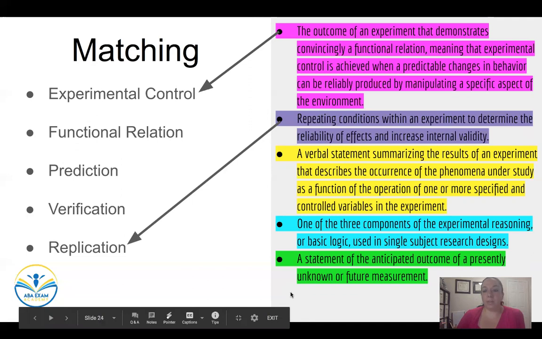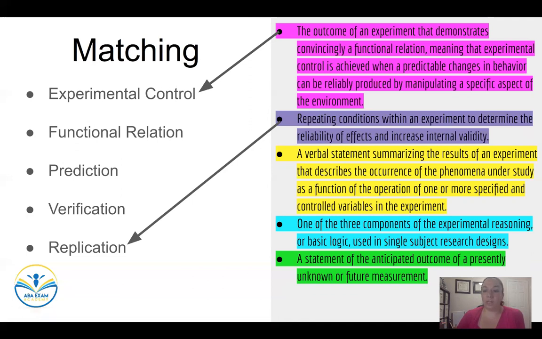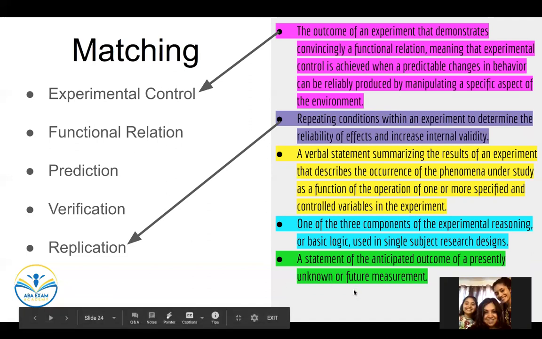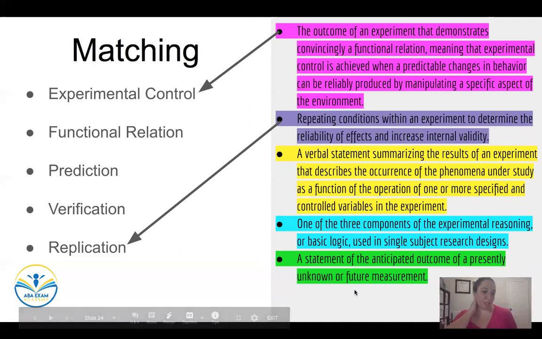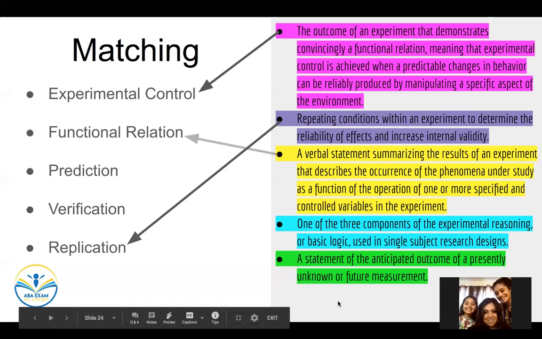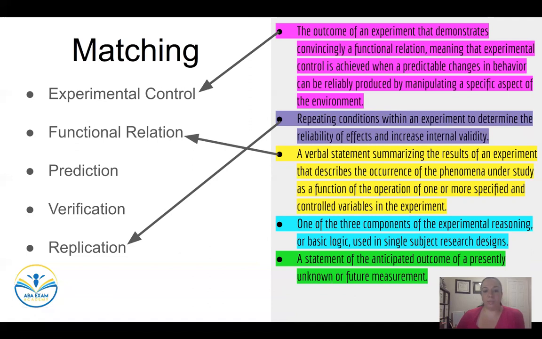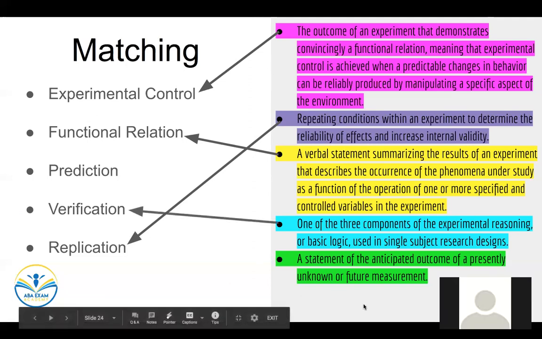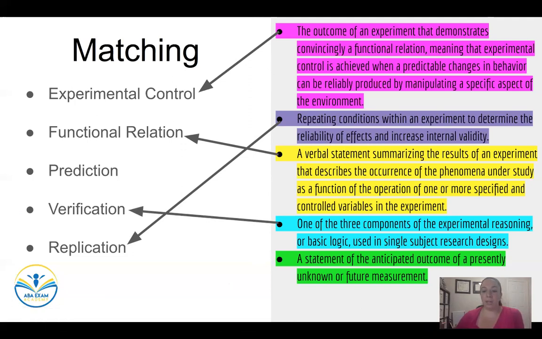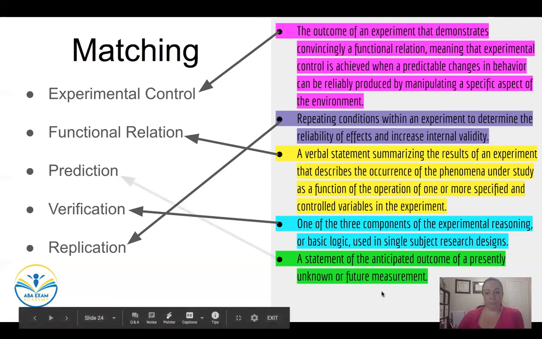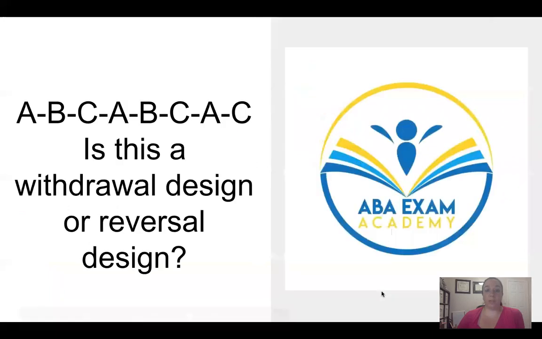A verbal statement summarizing the results of an experiment that describes the occurrence of the phenomena under study as a function of the operation of one or more specified and controlled variables in the experiment. Functional relation. One of the three components of the experimental reasoning or basic logic used in single subject research designs: verification. A statement of the anticipated outcome of a presently unknown or future measurement: prediction. All right, some true and false, but we have to fly through them.